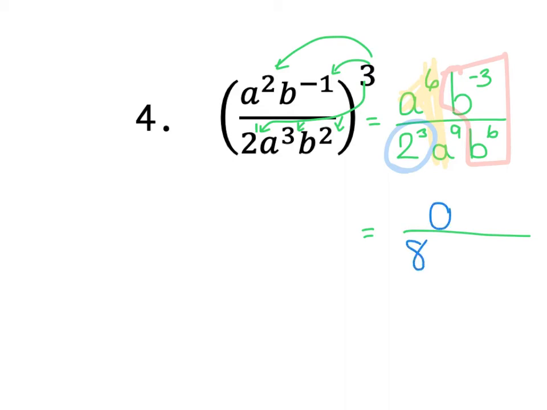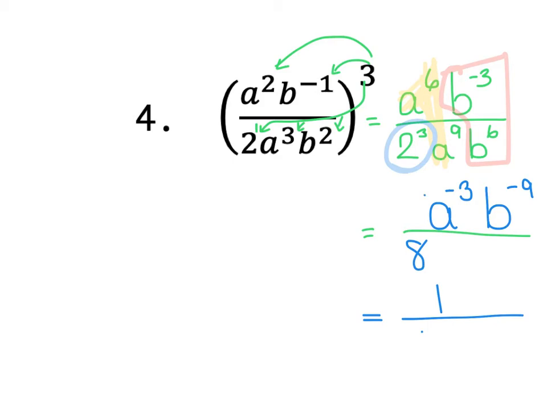Keep my a on top and take the top minus the bottom. 6 minus 9 is -3. With the b's, top minus bottom would be -3 minus 6, which is -9. Now, I have 2 negative exponents, which is not okay. They're going to drop to the bottom to become 1.